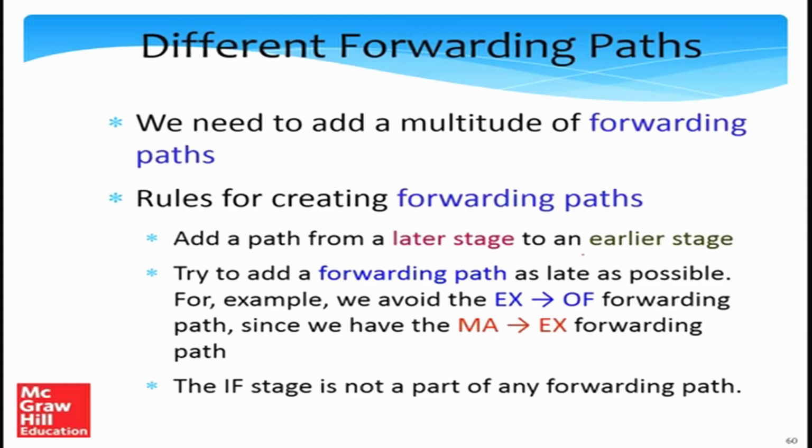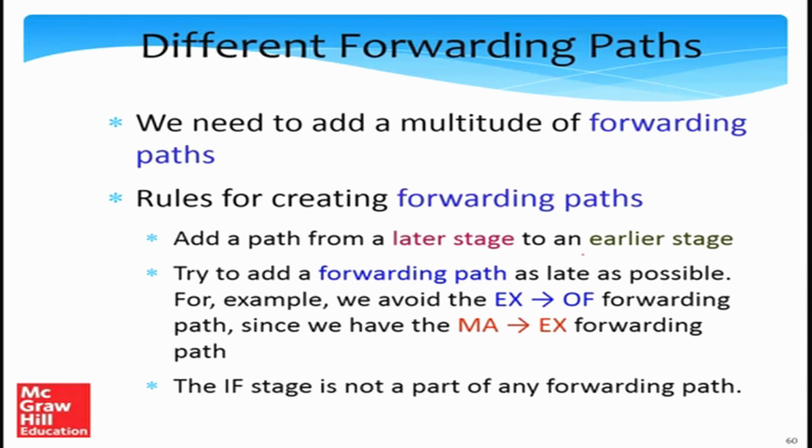We can have many more forwarding paths, right? A multitude of forwarding paths can be there. But let's look at certain rules for creating forwarding paths. So one path we already know, that is from MA to EX. But let us look at some more forwarding paths. So what we shall do is that we shall add a forwarding path from a later stage to an earlier stage, like from MA to EX, right? So we always flow forward in time. So it's always an earlier instruction forwards data to a later instruction.